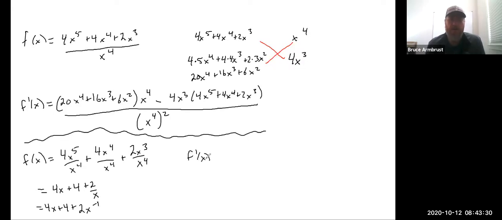Because now if we differentiate 4x, well, the 4 stays there. The derivative of x is 1, so I get just 4. This plus 4 goes away, right? Since it's a constant being added, it goes to 0. And then 2x to the minus 1 becomes minus 2x to the minus 2.